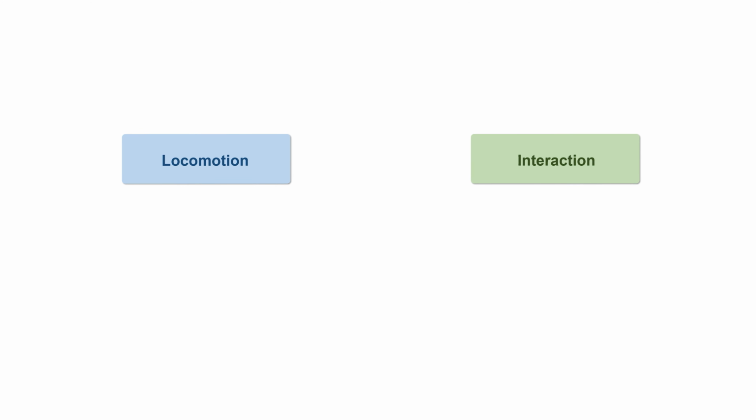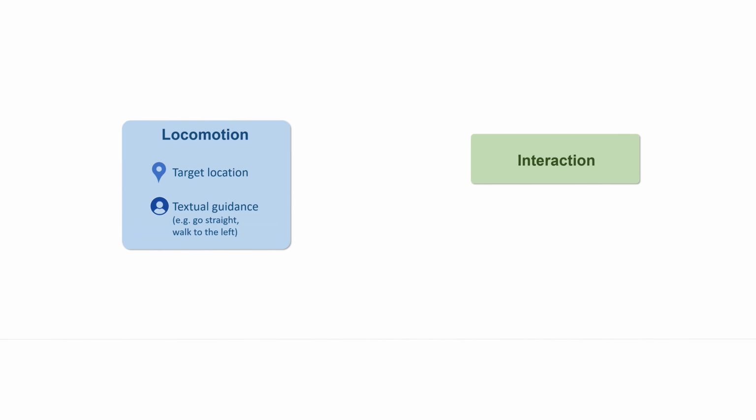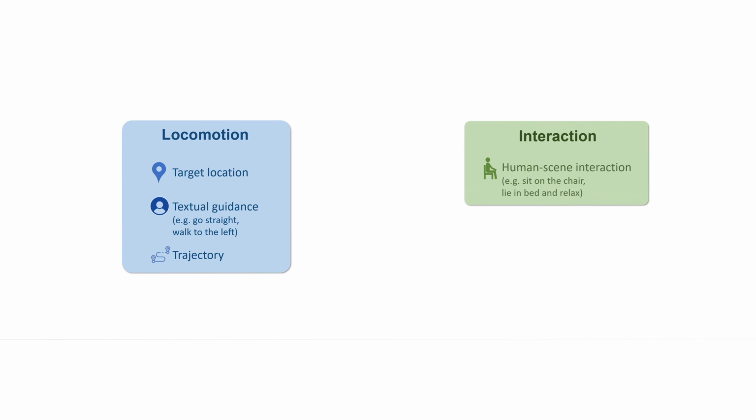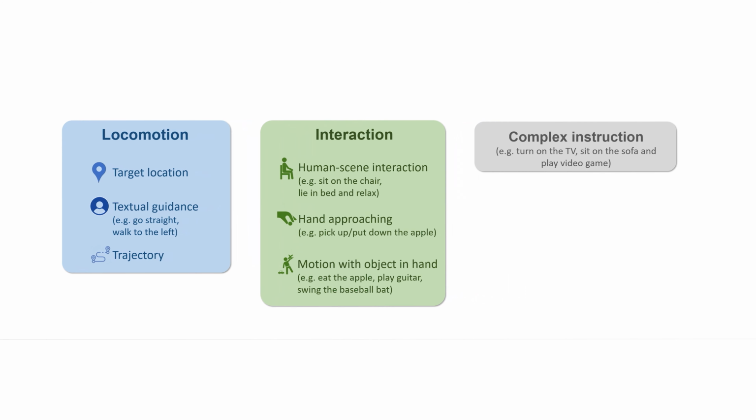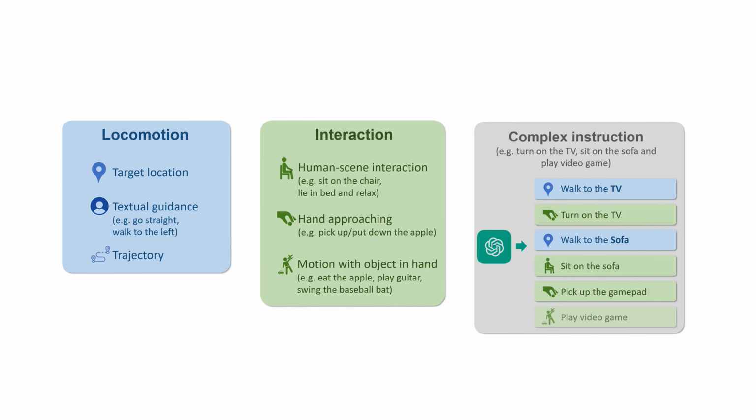Our motion generation method handles both locomotion and interaction motions. For locomotion, users can specify the target location, provide textual guidance, or define a trajectory for the character to follow. The method also addresses interaction motions, including interactions with static scene objects, hand approaching motions, and manipulating objects held in the character's hand. To tackle complex instructions, we incorporate foundation models that break down the initial instruction into manageable sub-instructions.